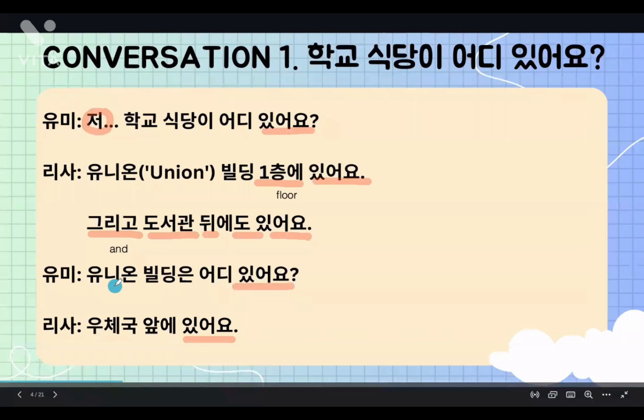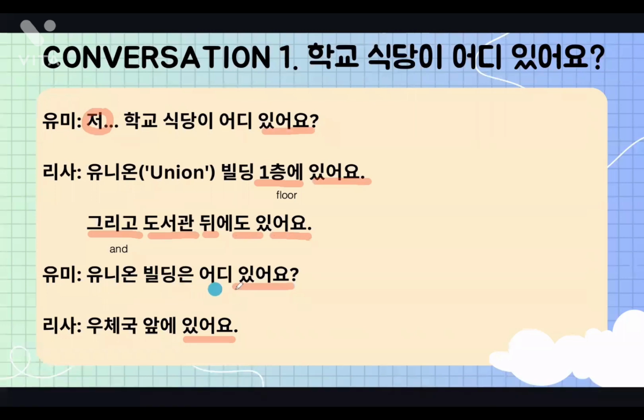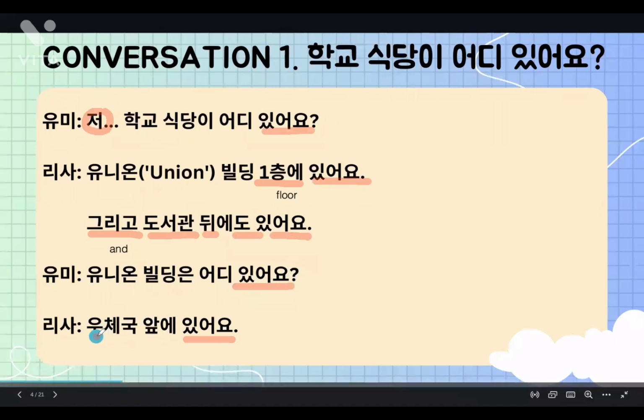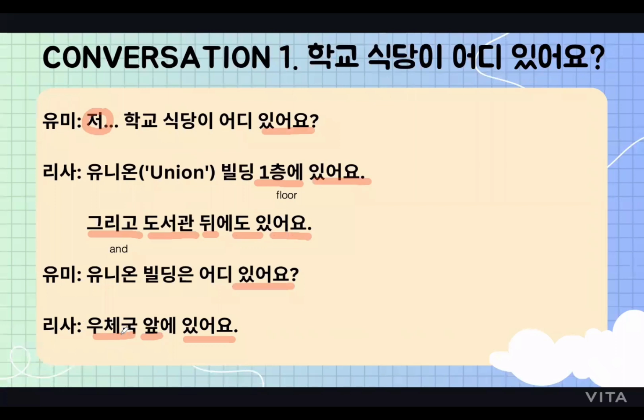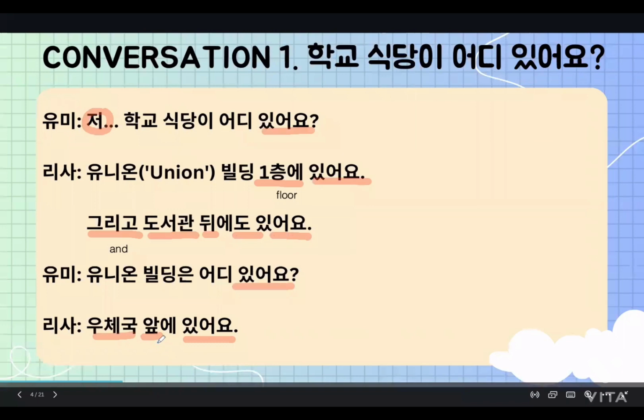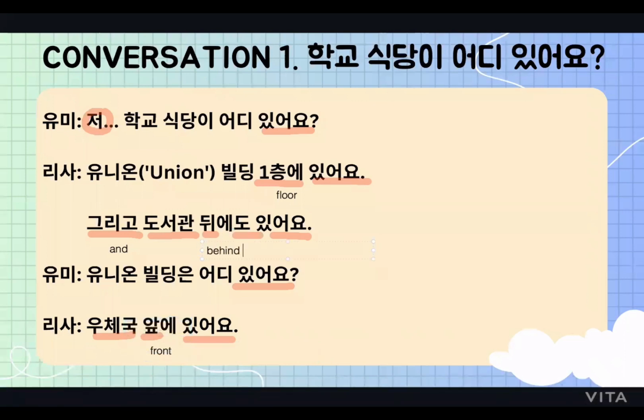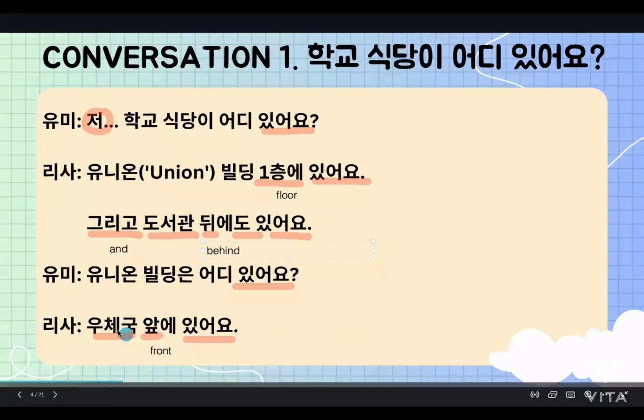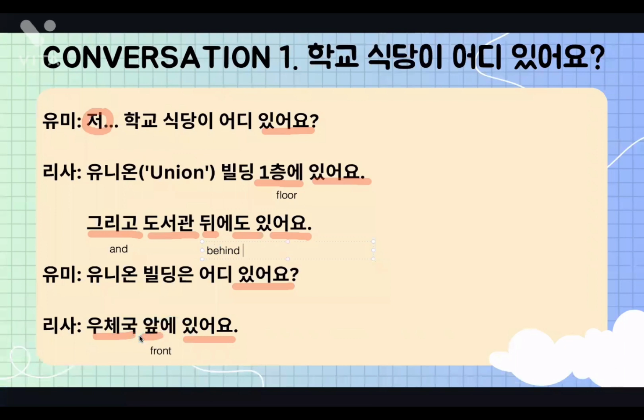자, and then Yumi said, Union Building은 어디 있어요? Where is the Union Building? And Lisa said, 우체국 앞에 있어요. 여러분, what does it mean? 우체국이 뭘까요? 우체국 means post office, 그쵸? So Lisa said, 앞이라는 말. 자, this is like the opposite meaning, 뒤 and 앞. So 앞 means what? 그렇죠. front라는 표현입니다. 자, again, 뒤 means behind라는 표현이 되겠죠. So 뒤 means behind, 앞 means front. So Lisa said 우체국 앞에 있어요. It means in front of the post office. 그렇죠?